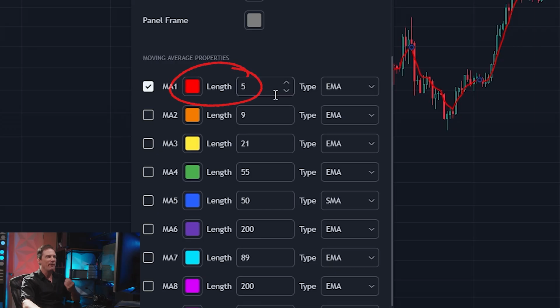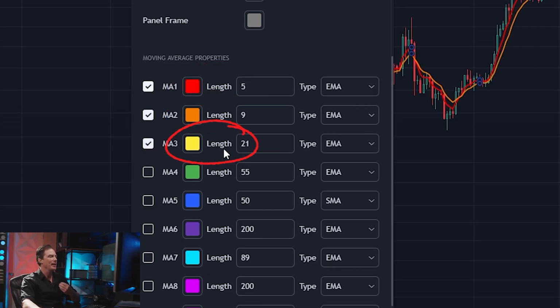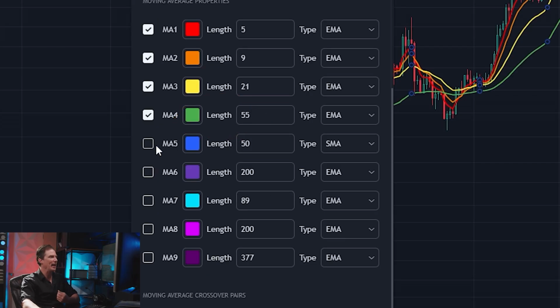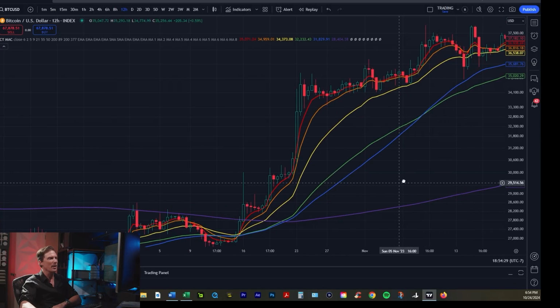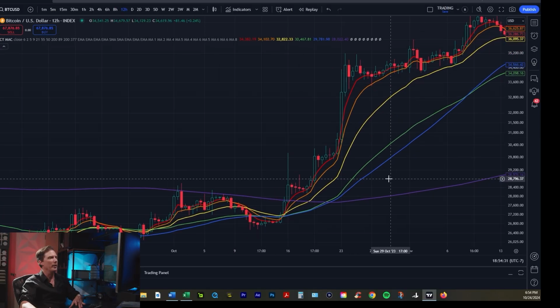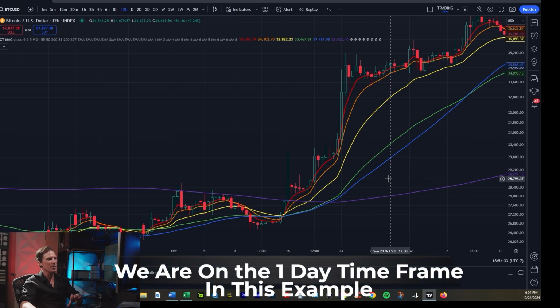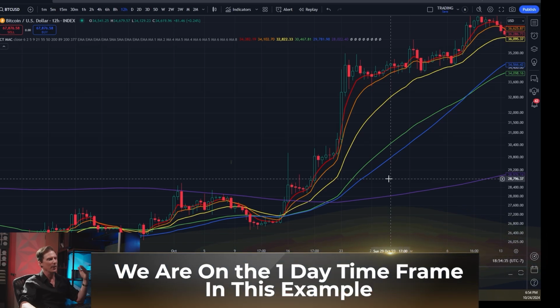We're going to turn on the red 5 exponential moving average, the orange 9 exponential moving average, the yellow 21 exponential moving average, the green 55 exponential moving average, the blue 50 simple moving average, and the purple 200 exponential moving average. Those are our settings for this master strategy using this indicator. So we got ourselves a nice little rainbow here, and we've made all of these moving averages in the appropriate orders of the colors of a rainbow.